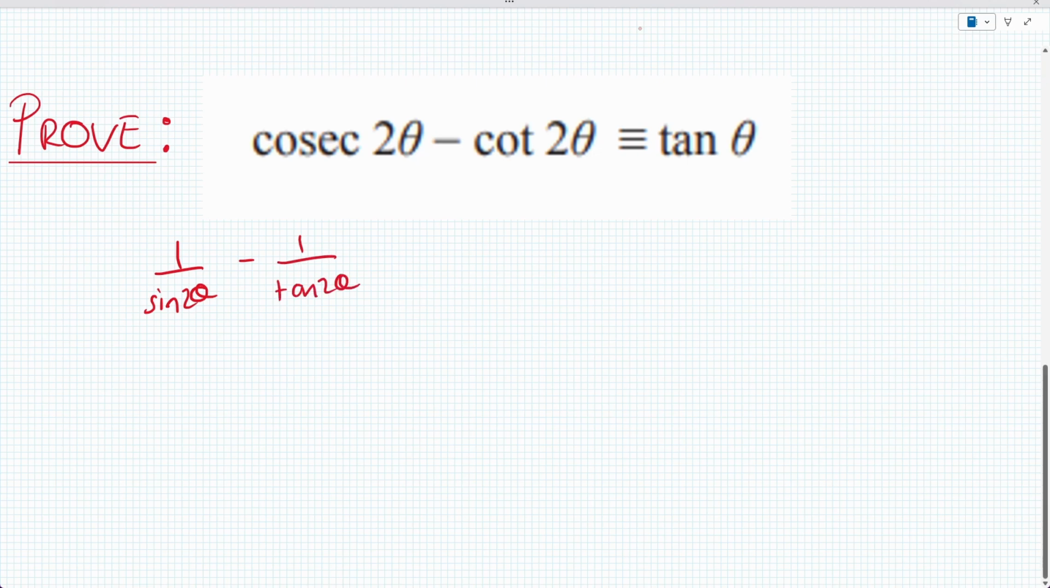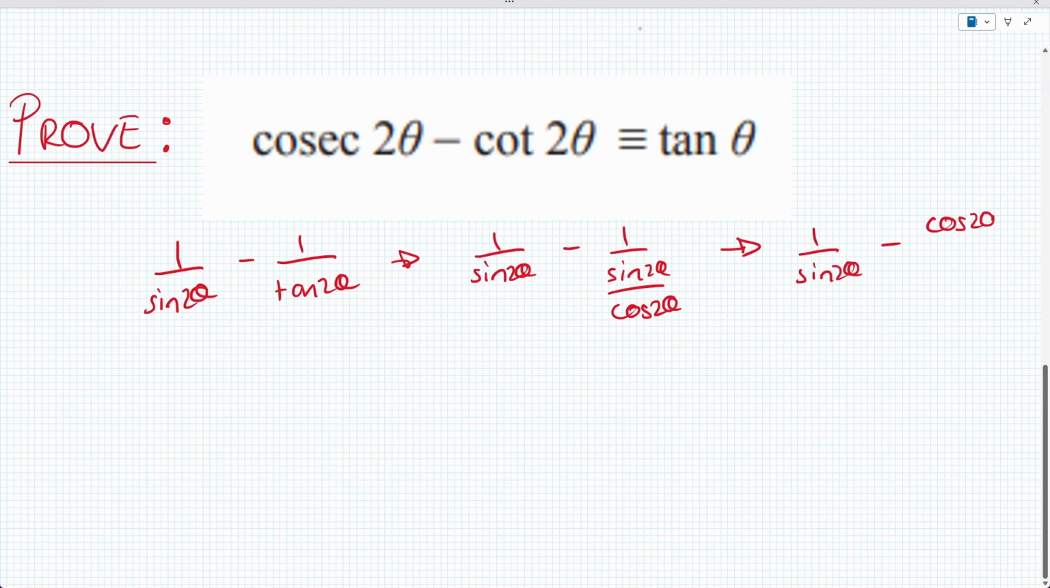Tan 2 theta is the same as sine 2 theta over cos 2 theta. That's a basic trigonometric identity, so we'll write that as 1 over sine 2 theta minus 1 over sine 2 theta over cos 2 theta, and that is the same as 1 over sine 2 theta minus cos 2 theta over sine 2 theta. So we have the same denominator, so we can write it as 1 minus cos 2 theta over sine 2 theta.